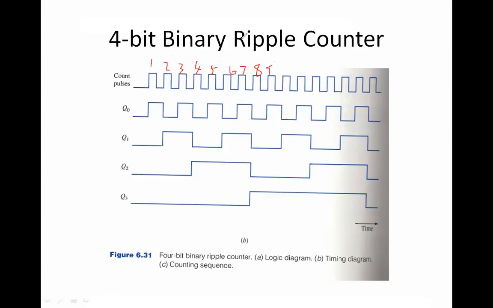Now, if you observe properly, Q0 gets active at the first clock pulse, and Q1 will be in the same state as Q0 till the second clock pulse, and Q2 will be in the same state as Q1 till the fourth clock pulse.